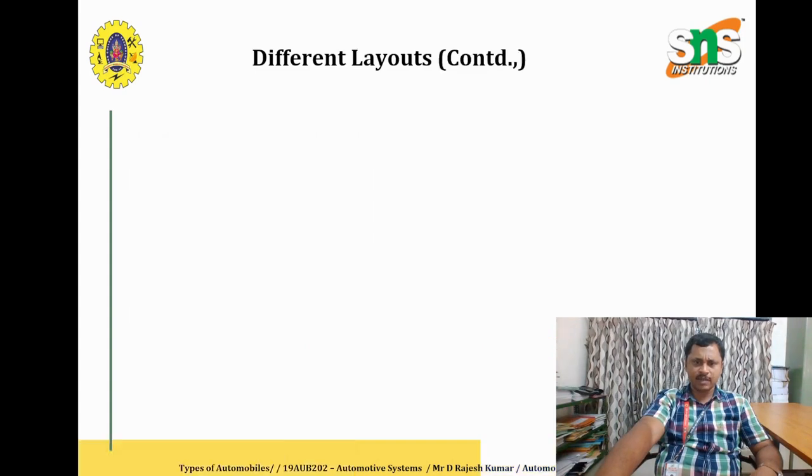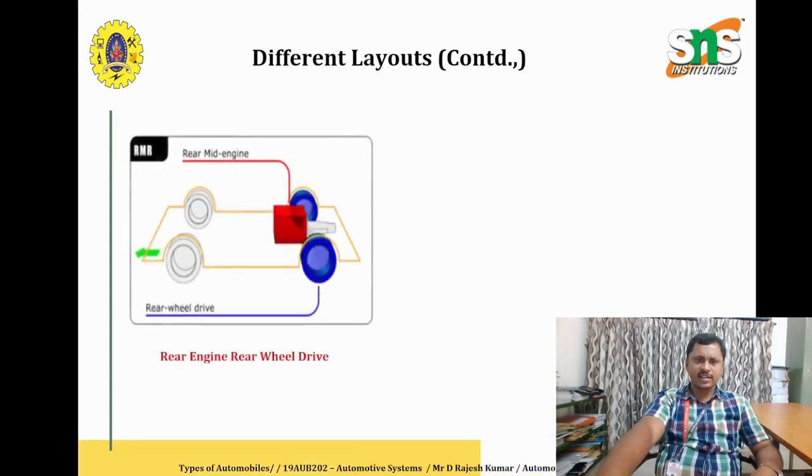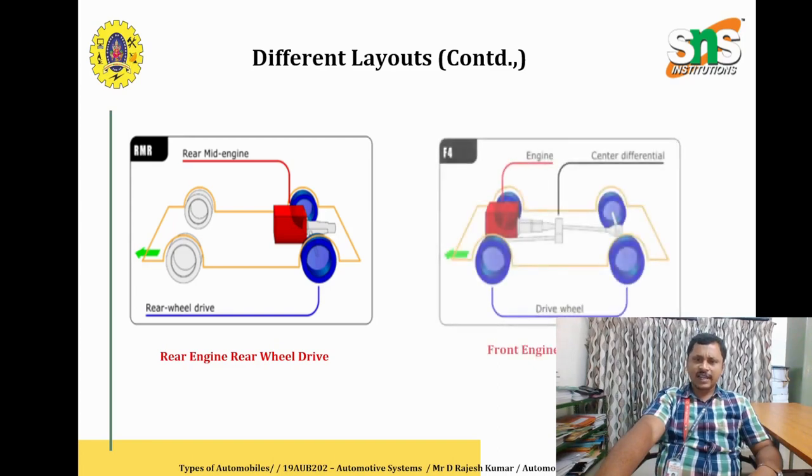So that is the second type. The third type is about the rear engine rear wheel drive. In the rear engine rear wheel drive, the engine will be located at the rear axle of the vehicle, for example the Volvo buses. The last type is about the front engine four wheel drive. This is the engine of a Jeep, and this is how it is located. You can see the center differential, otherwise called the transmission box. All the wheels are colored in blue, which means that all the wheels are supplied with equal power.